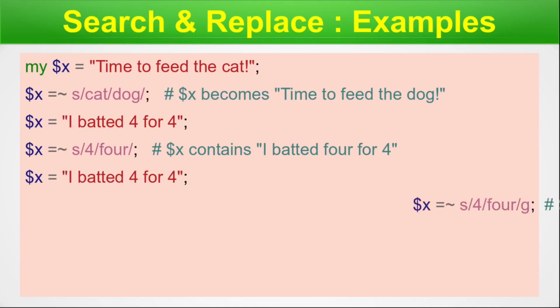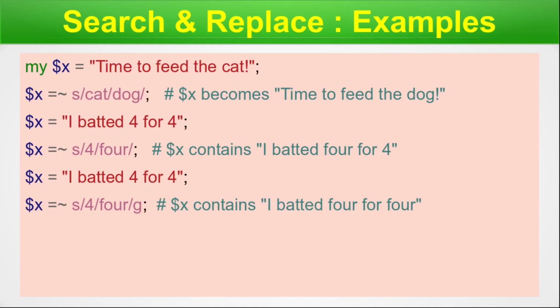Again I write "I battled 4 for 4", and then I use s, and then use 4 in numeric and the word, and then I use g. Here it becomes greedy, and it replaces all the 4s. So now $x becomes "I battled four for four". Now all 4s are replaced with the word four.